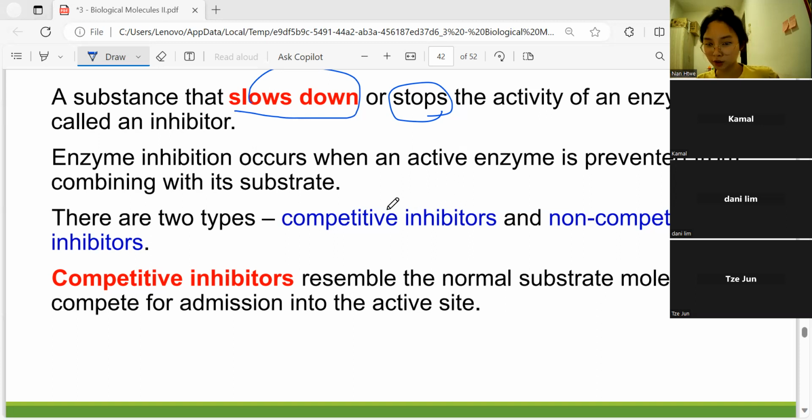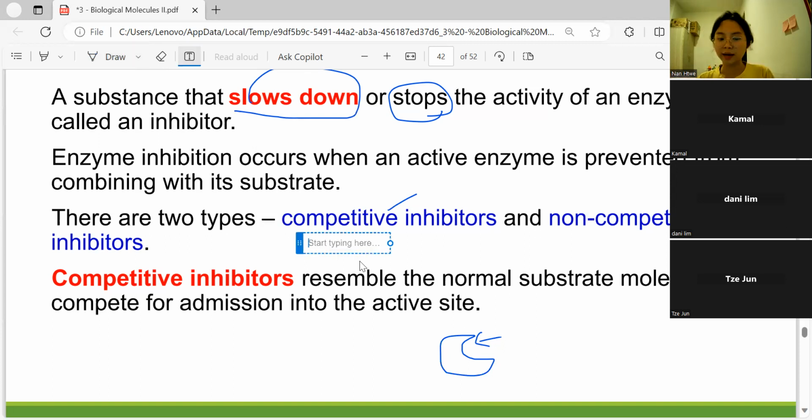Let's start with the shape of the inhibitor. For competitive inhibitor, the shape of it is quite similar to the substrate. So the enzyme confuses these two, the competitive inhibitor and the real substrate. What the competitive inhibitor does is compete with the substrate for the active site. We have the active site on the enzyme, and this active site is only for the substrate. But here, the competitive inhibitor pretends to be the substrate and binds to the enzyme. So there's no place for the substrate to bind to the enzyme anymore. As a result, the enzyme activity is reduced and the rate of reaction is reduced. But the key word for the competitive inhibitor is that it can be reversible.